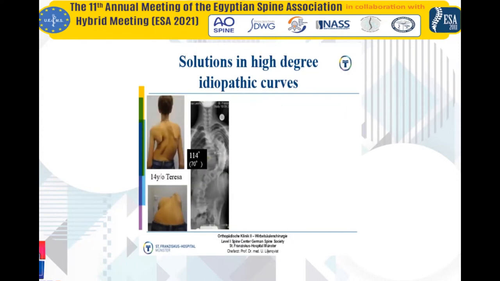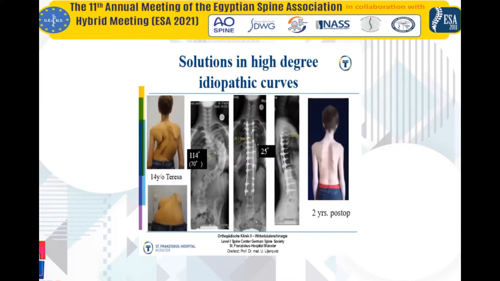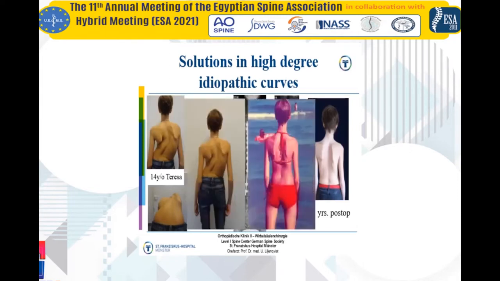Here, 2 or 3 examples. We have Teresa, 14 years old, with this 114-degree curve. We did this instrumented correction with concave thoracoplasty. And this is 2 years post-op. Look at the nice shape of her back, the trunk symmetry, the shoulders are leveled, with a very nice correction down to 25 degrees. And this is the postcard she sent me a couple of years ago, a proud girl doing vacation with her family at the beach.